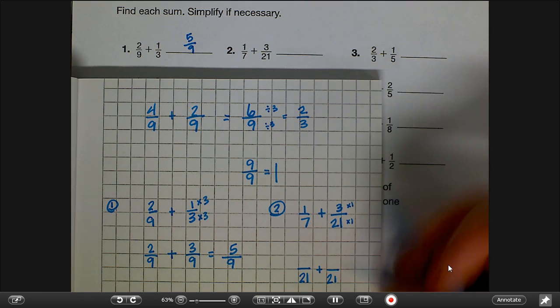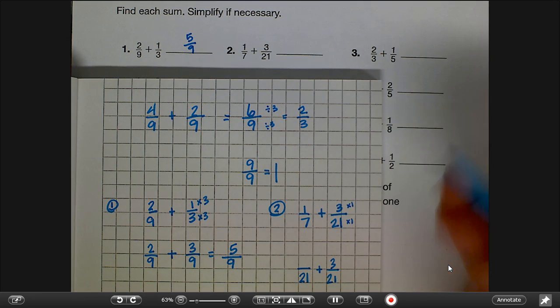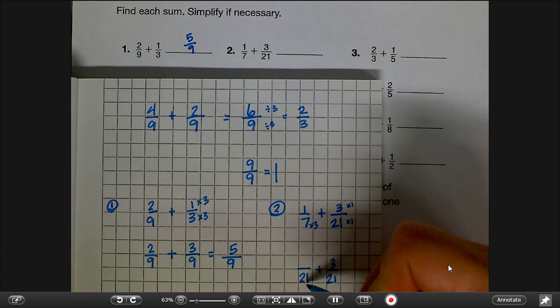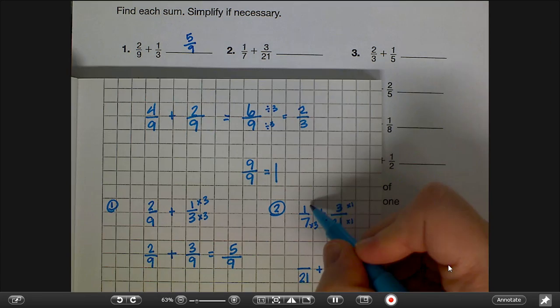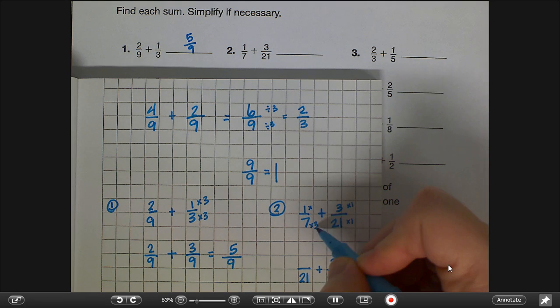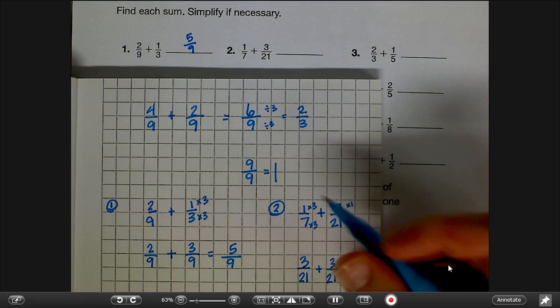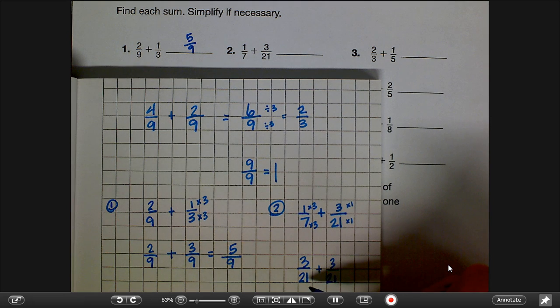Right? So it didn't change at all. So it's still going to be 3/21. But over here, I needed to multiply by 3 to get the denominator to be the same. So whatever I do to the denominator, I must do to the numerator. And the reason for that is I need to keep the same value in my fraction.